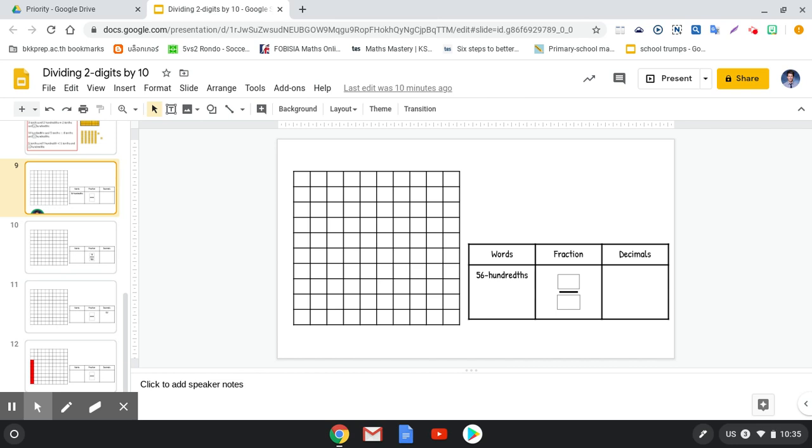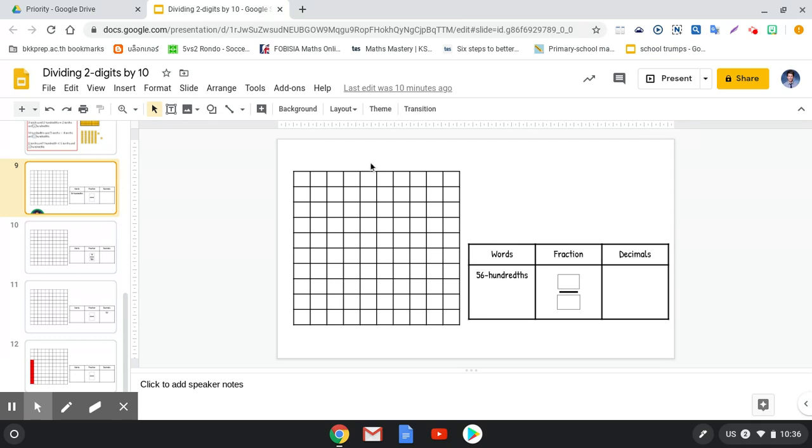So to complete this activity, I need to use all of my knowledge of hundredths. I need to use one clue in order to complete the rest of the information. So the one clue I've got here is that it's 56 hundredths. Okay, well, first thing I'm going to do is fill in my 100 square. Well, I know that 56 hundredths is made of 5 tenths and 6 hundredths.